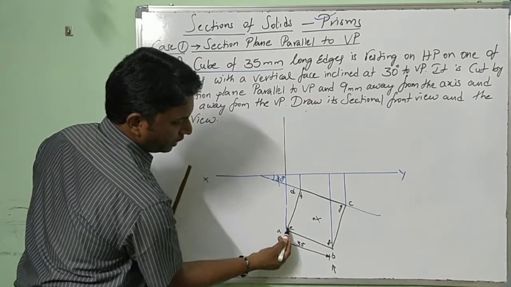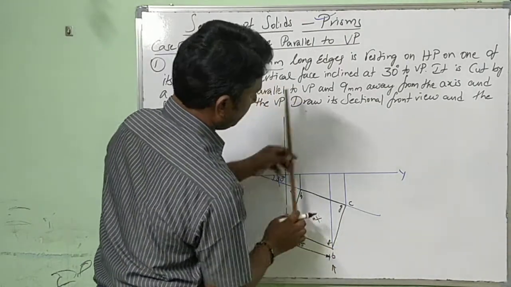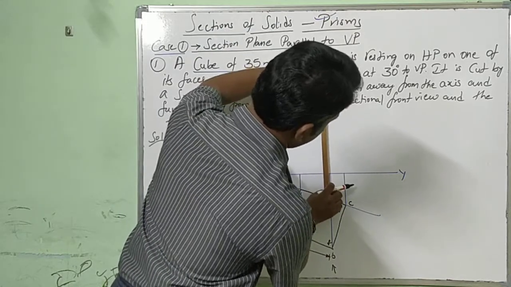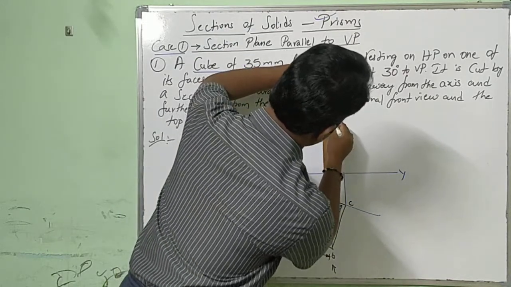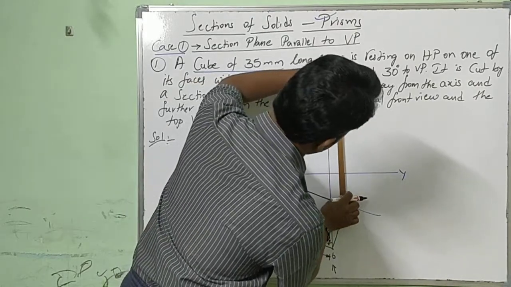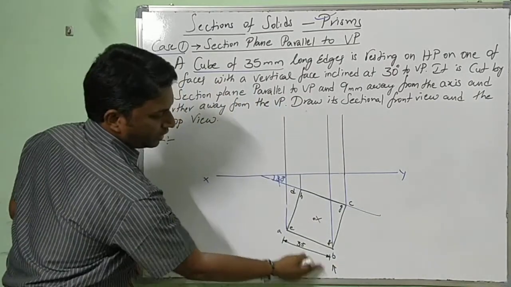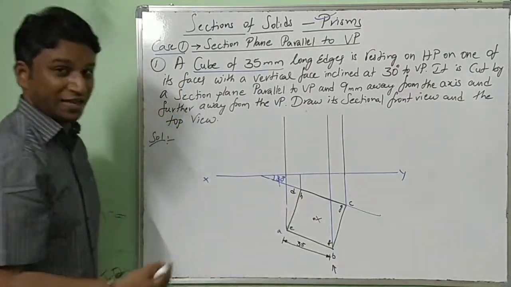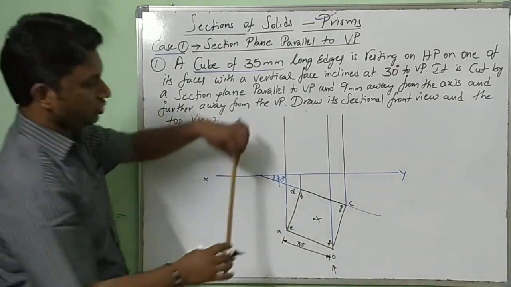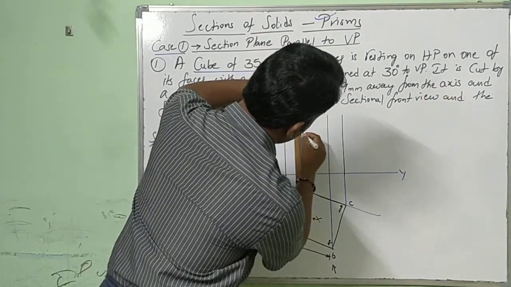When I am looking from here, I can see this clearly, so I have drawn the vertical clearly. BF, I can also see it clearly. CG, that also I can see very clearly. How about DH, can I see it clearly? No. So that is to be drawn as hidden.